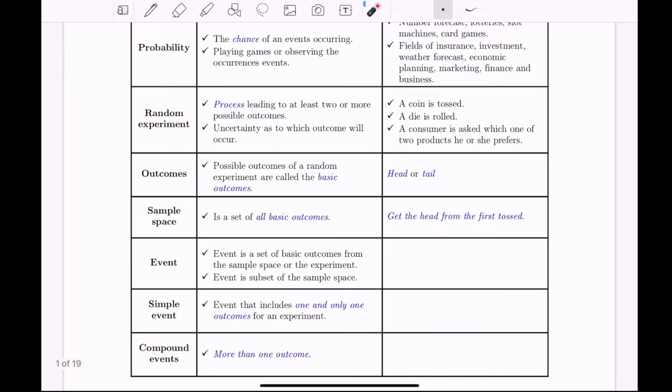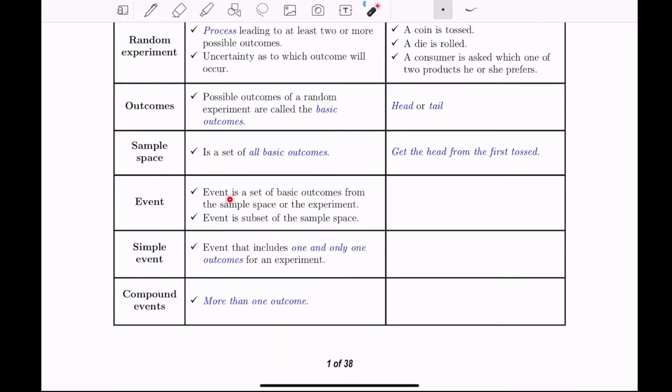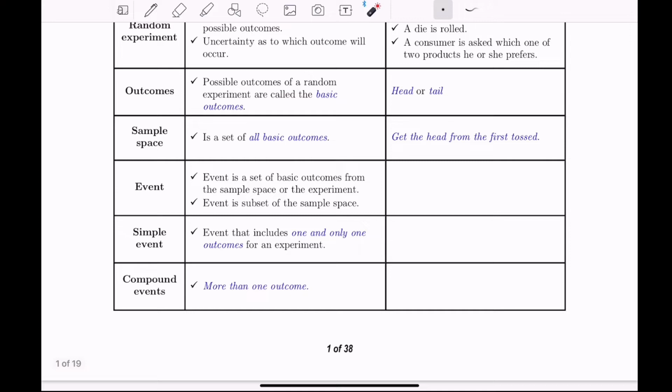Okay. Then what is an outcome? Possible outcomes of a random experiment are called the basic outcomes. For example, just now I said about a coin being tossed, right? So when we toss a coin, we're going to get either a head or a tail. So head or tail is the outcome of the random experiment. Okay. So sample space, what is sample space? A set of all basic outcomes. Okay, event. So what is an event? An event is a set of basic outcomes from the sample space of the experiment. An event is a subset of the sample space. Okay, a simple event includes one and only one outcome from an experiment. And compound events have more than one outcome.